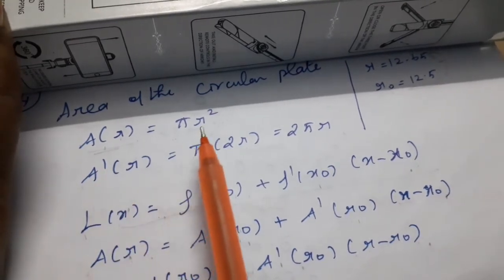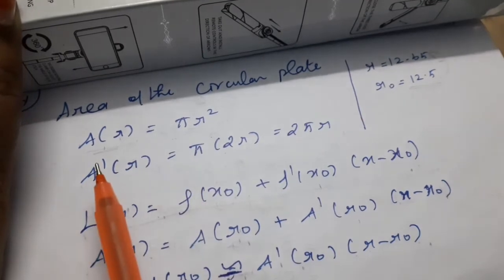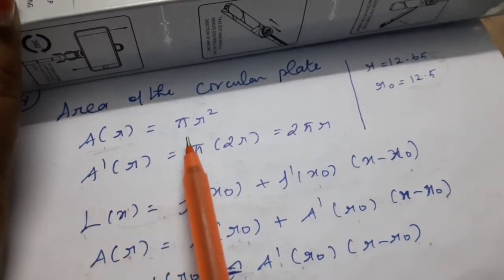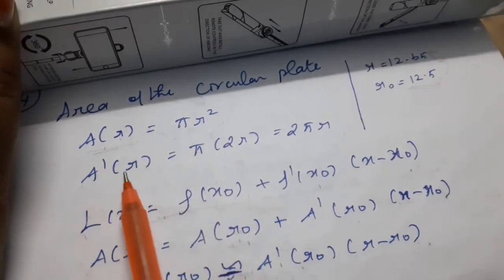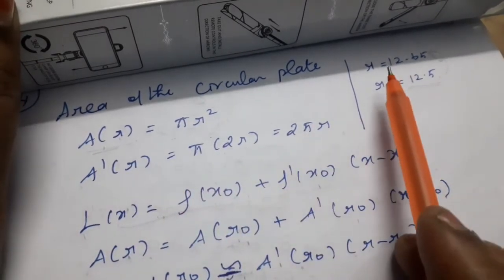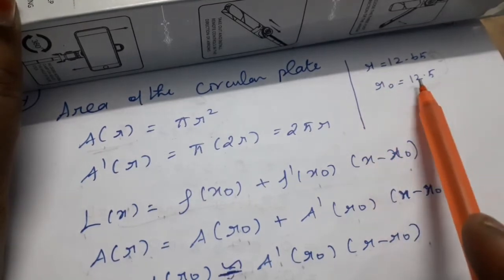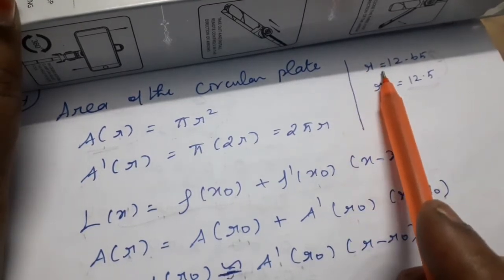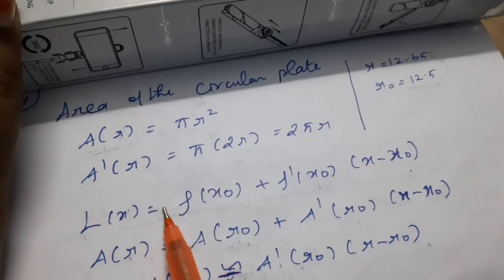What is our A of r? The area of the circular plate, A of r equals pi r square. If we differentiate, A dash of r is 2 pi r. What is the original radius? The original radius is 12.5. The wrongly measured radius is 12.65. Now we find the linear approximation.